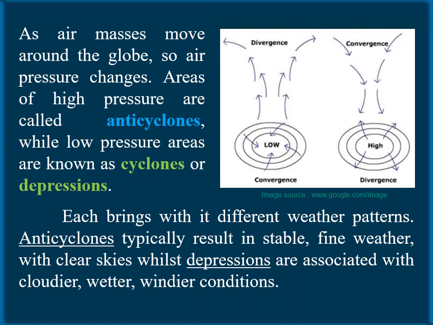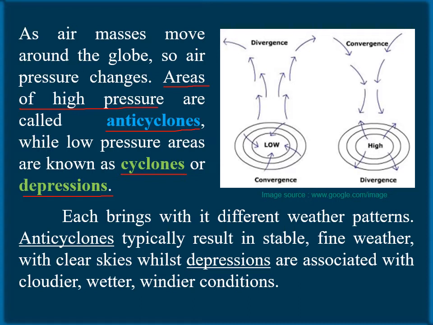Now, due to this sinking, this convergence of wind at the Earth's surface, there exist areas of high pressure, which are called anticyclones. Similarly, due to the uprising of air, or the divergence of air towards higher altitudes from the Earth's surface, there exist low pressure areas, known as cyclones or depressions. So the low pressure areas over the Earth's surface are known as cyclones or depressions, whereas the high pressure areas are known as anticyclones.